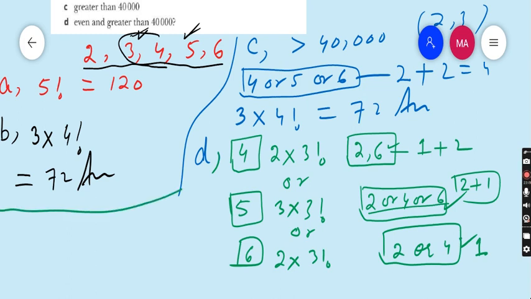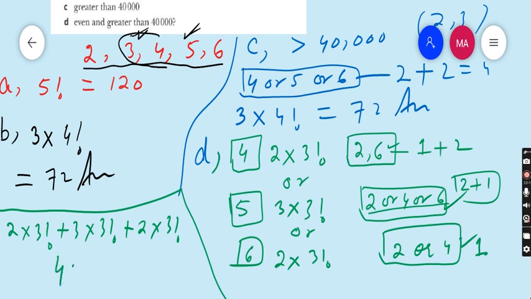So 2 plus 1 is 3, so 3 factorial. So our final answer is 2 multiplied by 3 factorial plus 3 multiplied by 3 factorial plus 2 multiplied by 3 factorial. And now use your calculator, you will get the answer 42. This is a very important question from the examination point of view. So kindly do practice and listen carefully to what I am saying.